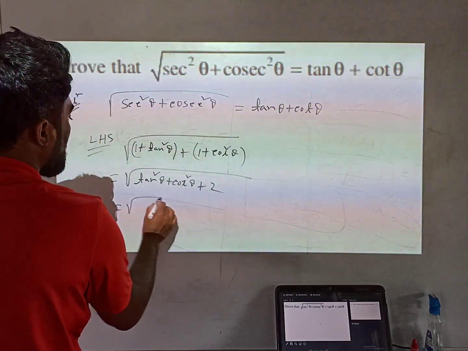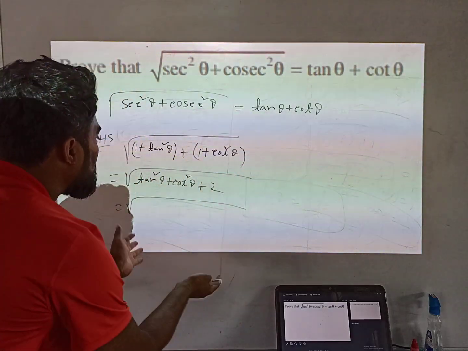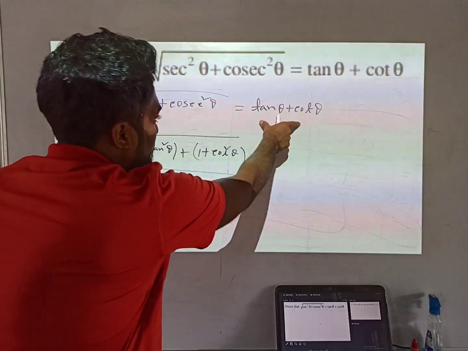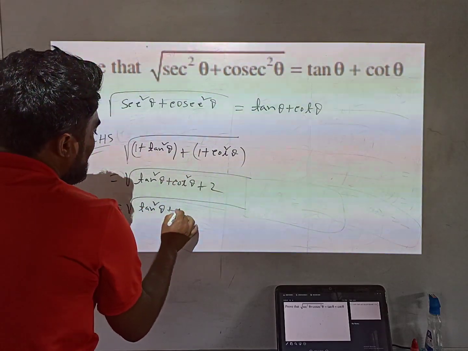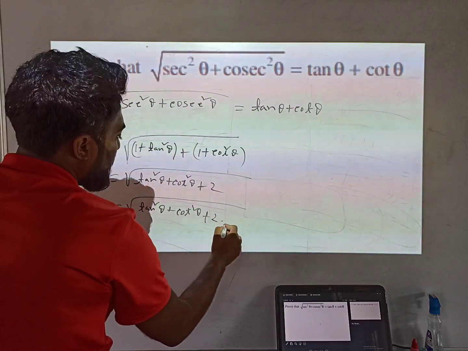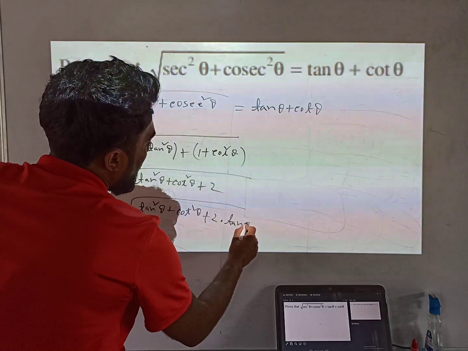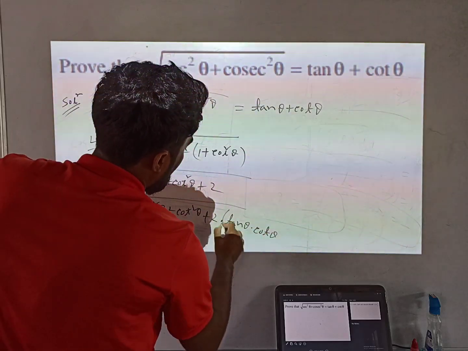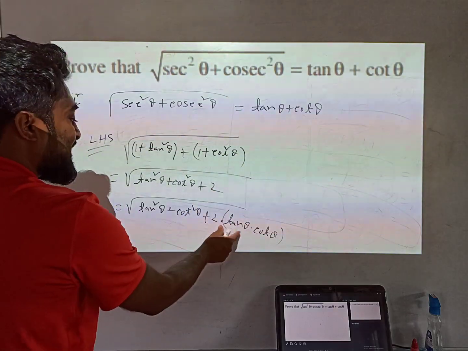Okay. In the next line I will write. So see, this is under root, so I have to make it a square. Then only I will get tan plus cot out of this. So to do that I will use our intelligence. How to use? See, 2 means 2 into 1, or I can write 2 into tan theta into cot theta, and we know tan theta into cot theta gives value 1. So tan into cot is 1, 2 into 1 is 2. So we are writing the same thing, 2.